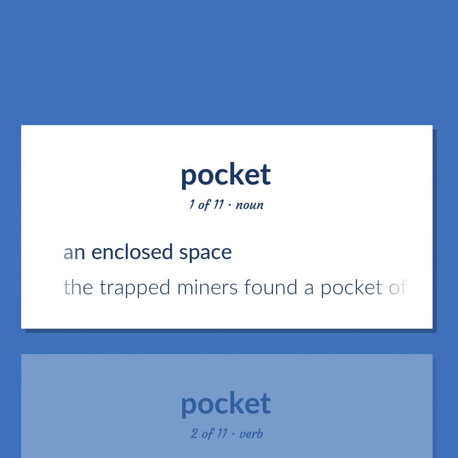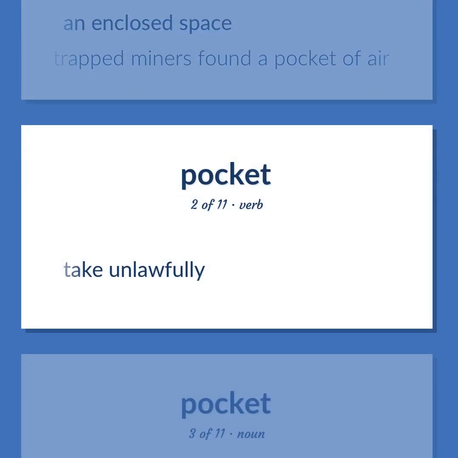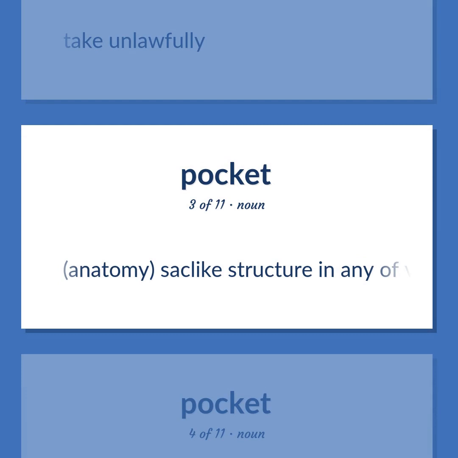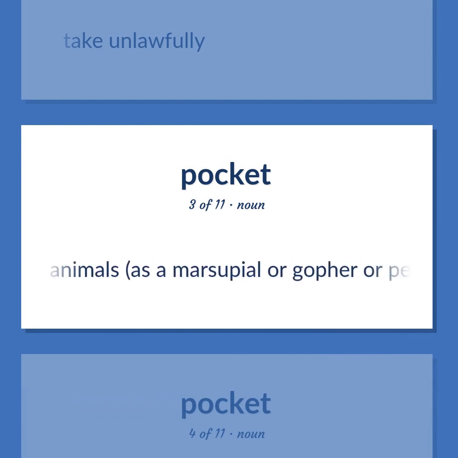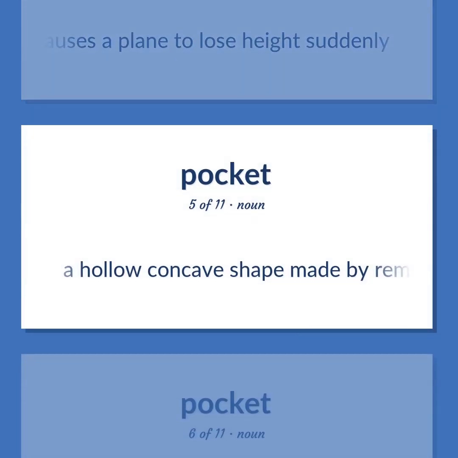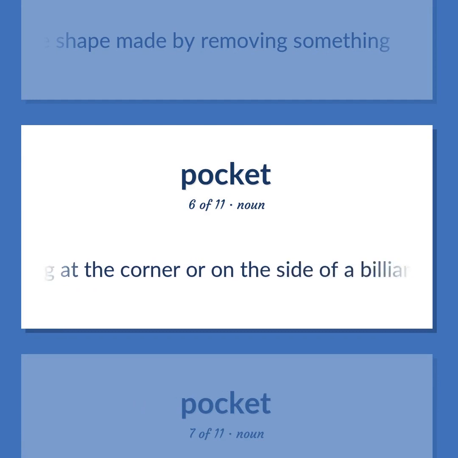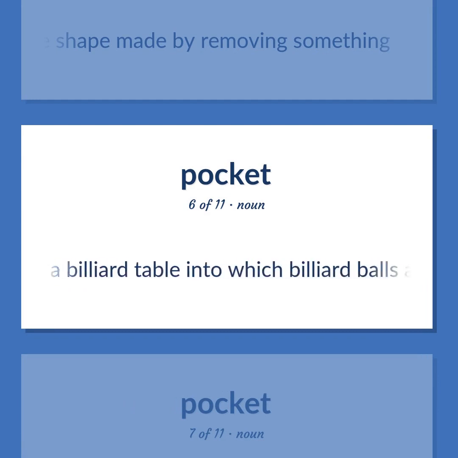An enclosed space. The trapped miners found a pocket of air. Take unlawfully. Anatomy. Sac-like structure in any of various animals, as a marsupial or gopher or pelican. A local region of low pressure or descending air that causes a plane to lose height suddenly. A hollow concave shape made by removing something. An opening at the corner or on the side of a billiard table into which billiard balls are struck.